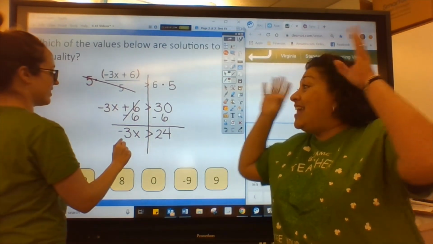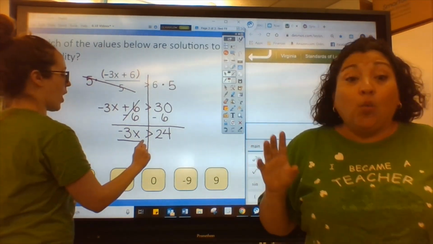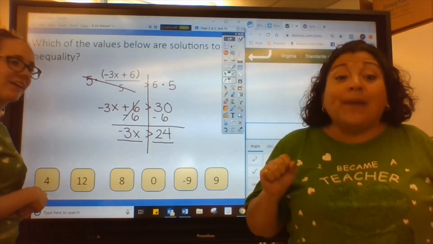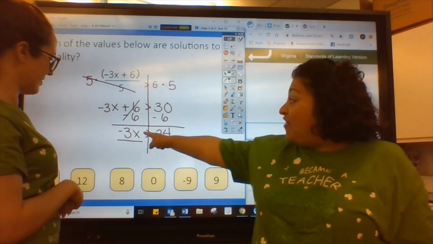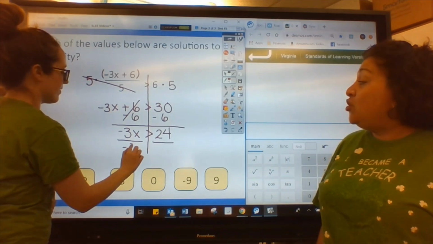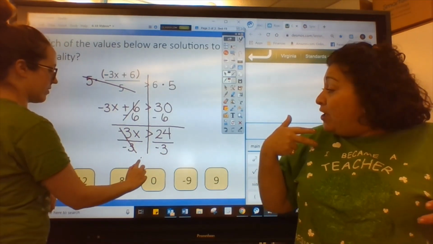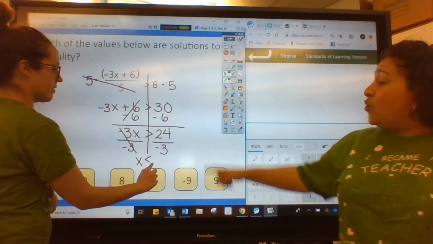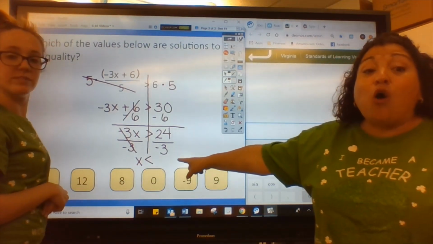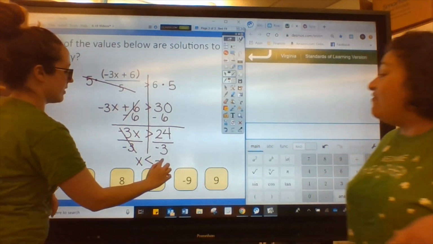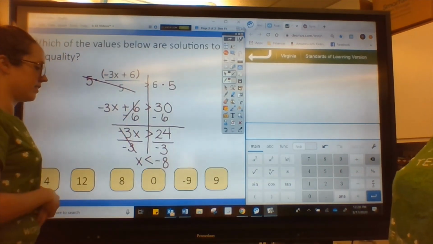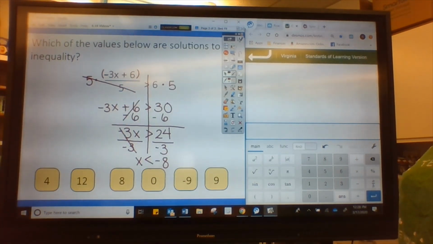Important information. We are dividing by a negative number. We're dividing by -3. When you divide by a negative number, you're going to flip your inequality. So it is no longer greater than, it is now less than. 24 divided by -3 is -8. Oh, we still have one more answer.